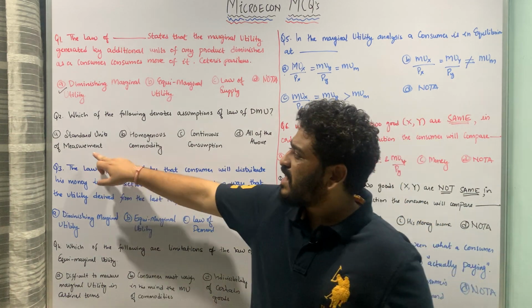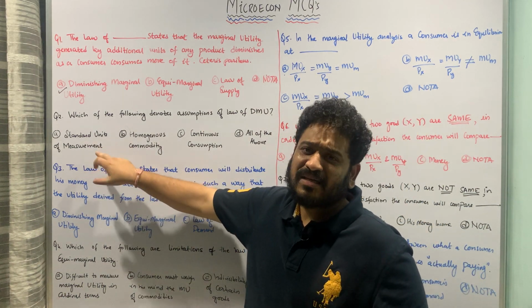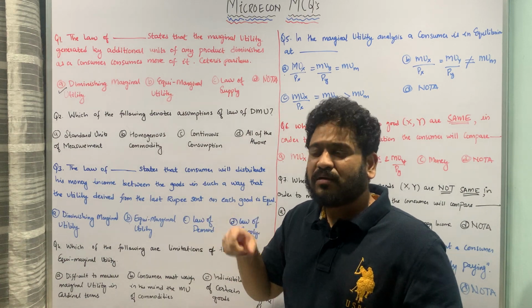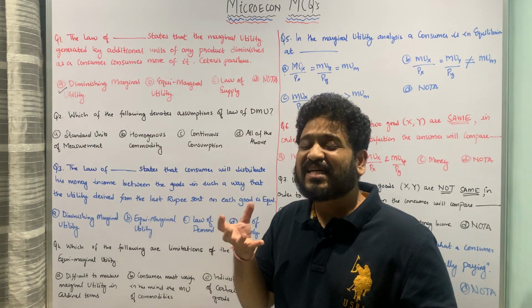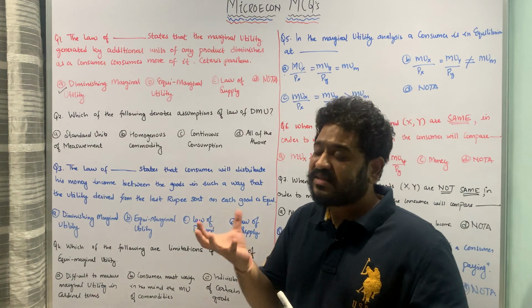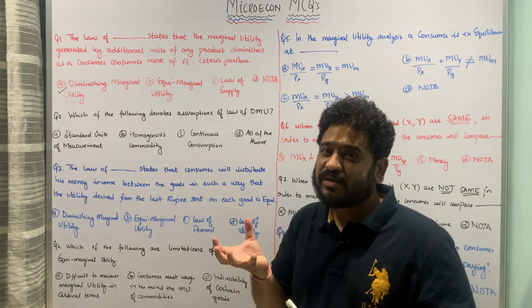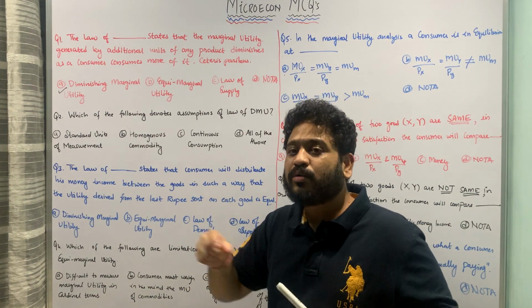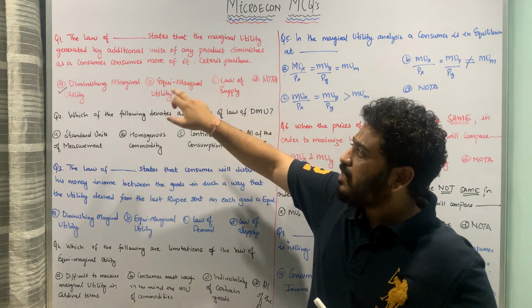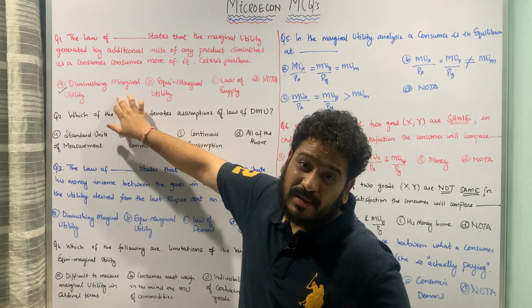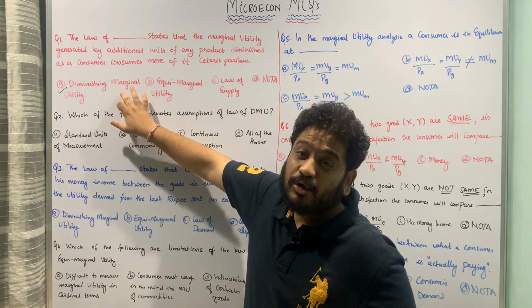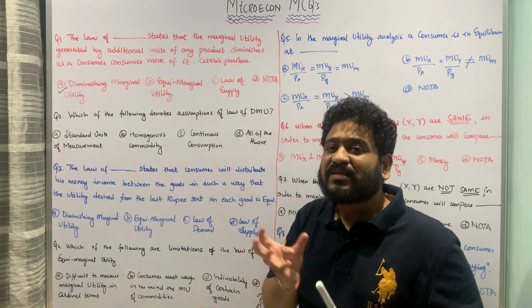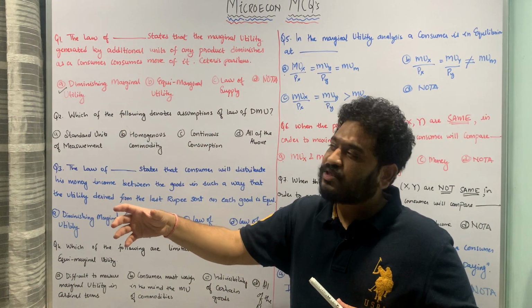The first is standard units of measurement. That means if I am looking at the consumption of ice creams, I have to make sure that the size of the cup which I am consuming remains the same throughout the consumption, for the law of diminishing marginal utility to be true. That means the size of the cup remains the same in all the successive consumptions.